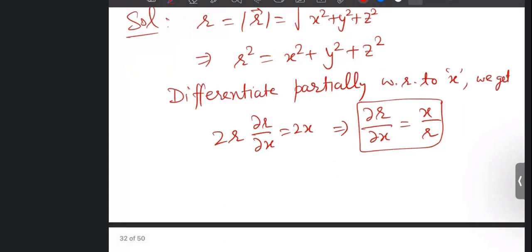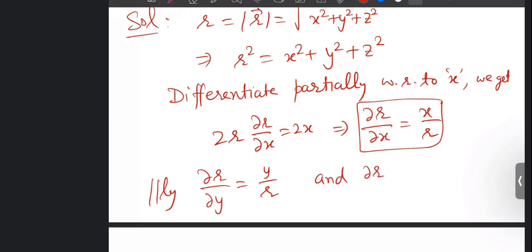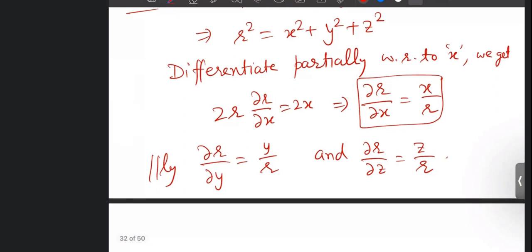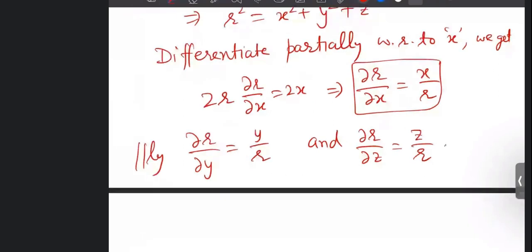Similarly, if we differentiate with respect to y and with respect to z, we will get similarly ∂r/∂y will become y upon r, and ∂r/∂z will become z upon r. In the same way, we differentiate this r square with respect to y and with respect to z partially. We will get these two values.